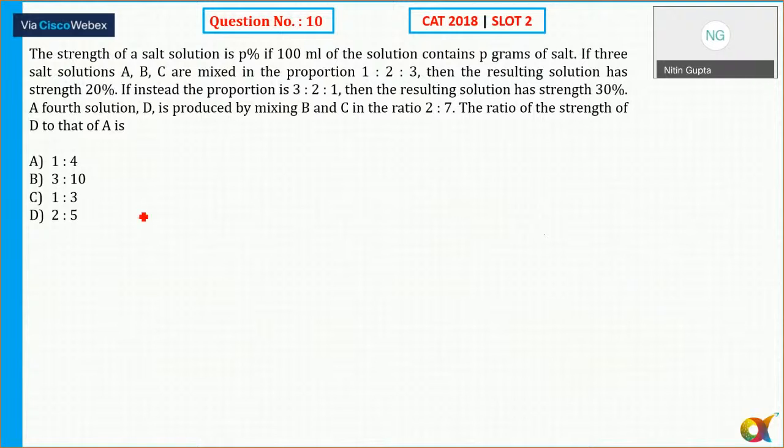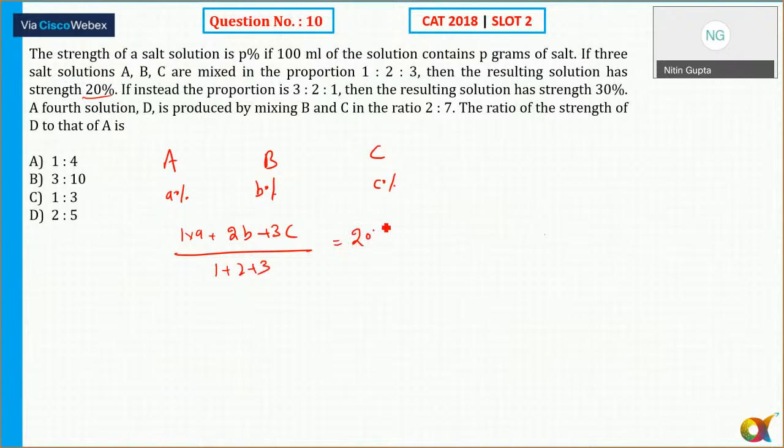Now, if 3 salt solutions A, B and C. So let's say there is a solution A, solution B and solution C. Let's say here the percentages are nothing but A%, B% and C%, mixed in the proportion 1:2:3. The resulting solution has a strength of 20. So I can say 1 into A, plus 2B plus 3C, divided by the total volume 1 plus 2 plus 3, that is 6. Now it has got 20%. So A plus 2B plus 3C equal to 20 into 6, which is 120.